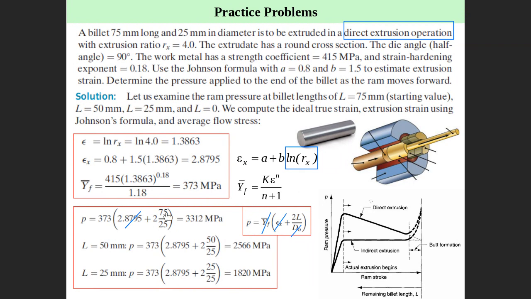Start first with 75, second is 50, third is 25. Then you can obtain the values and get the pressure. The pressure at 75 is 3,300 something. The pressure at 50 is 2,500, which is less. And the pressure at 25 is 1,000 something, less again. You can see that the pressure is higher at the bigger L. So at the beginning, this is 75.